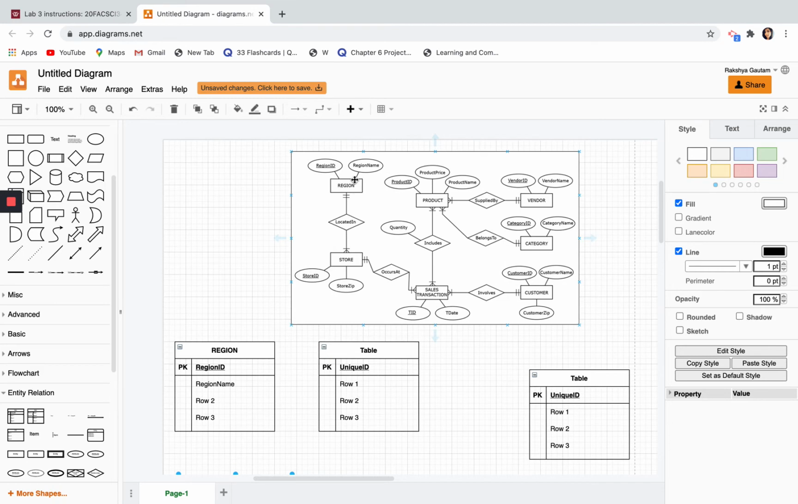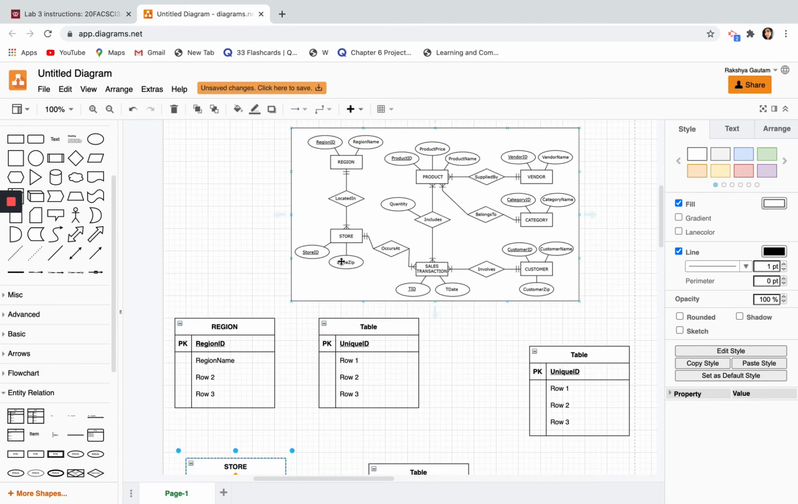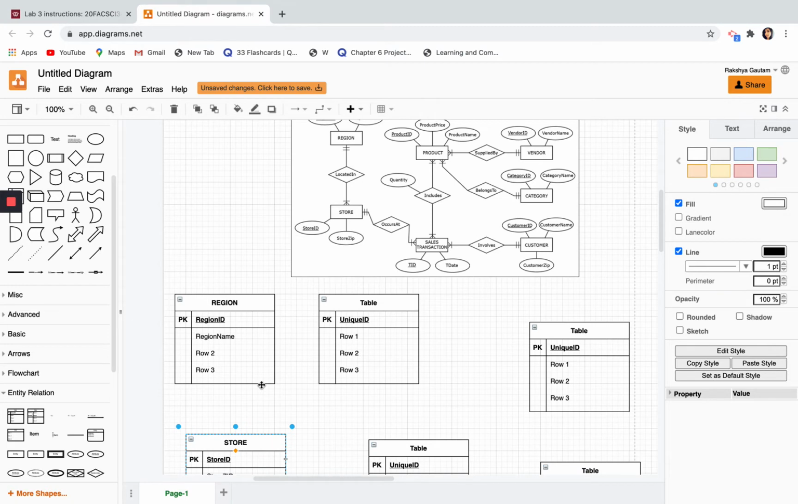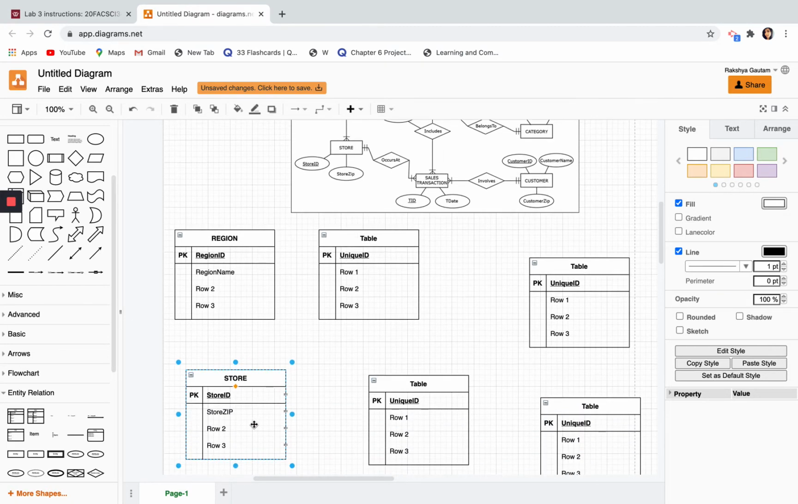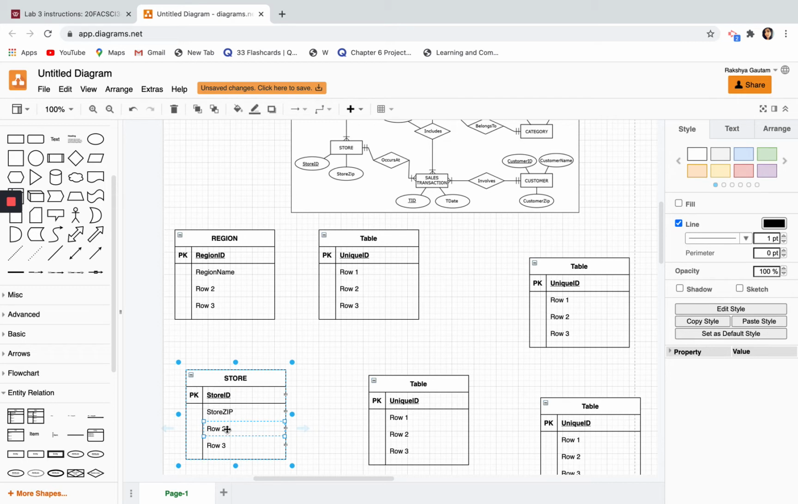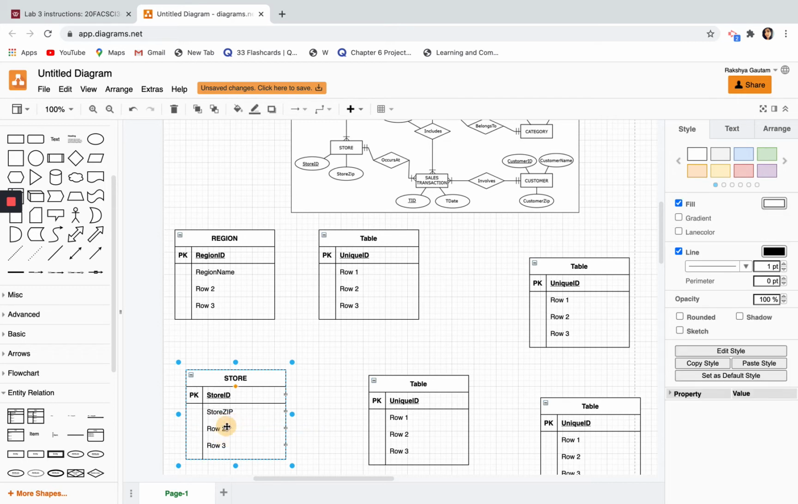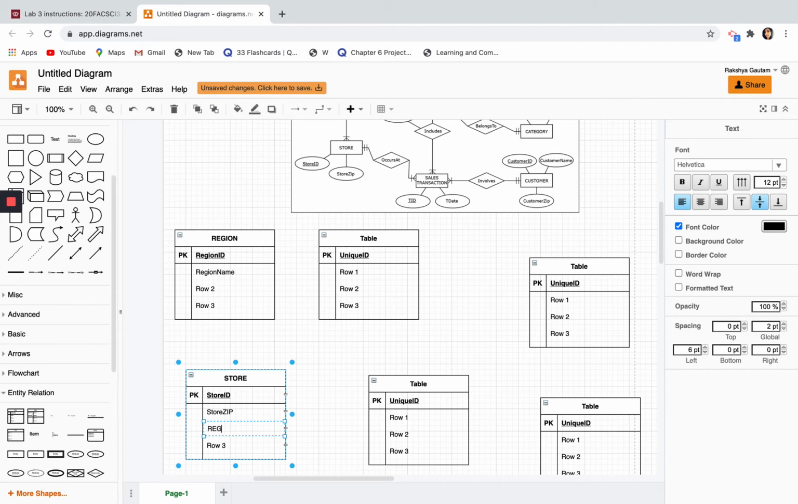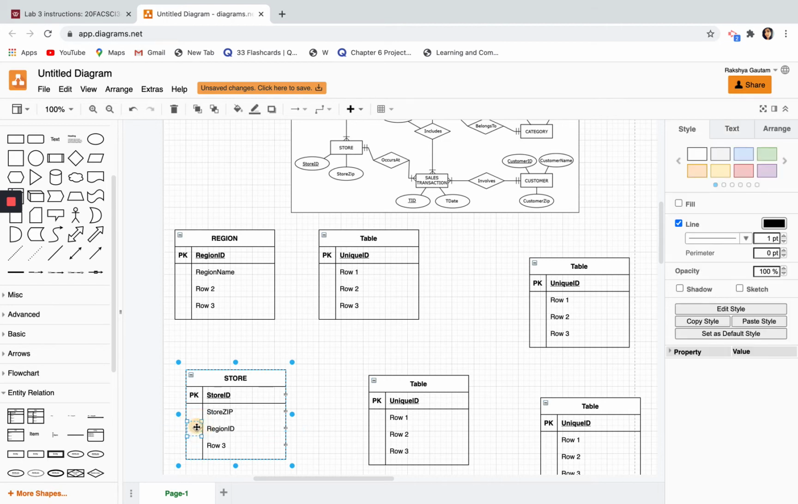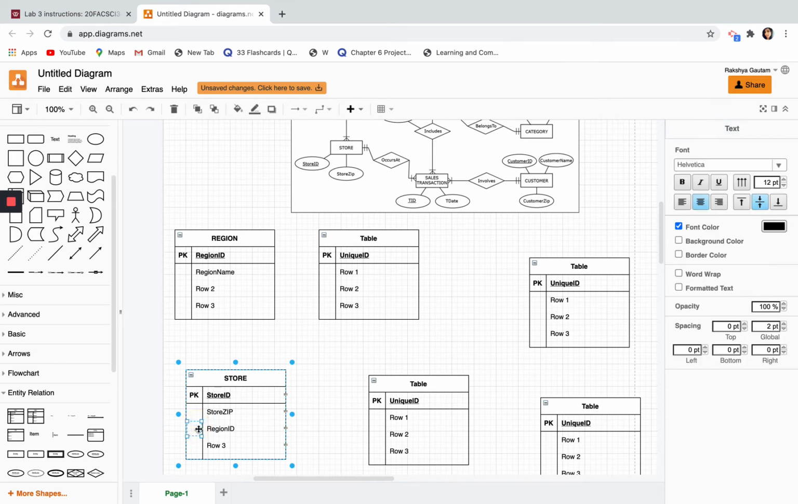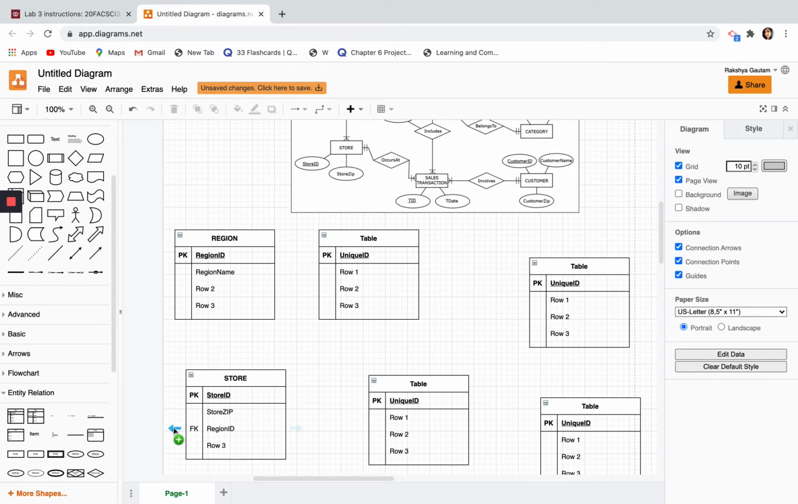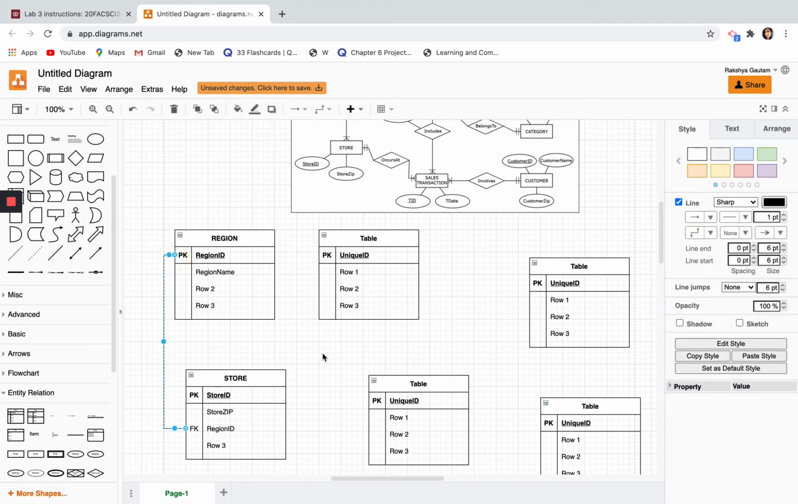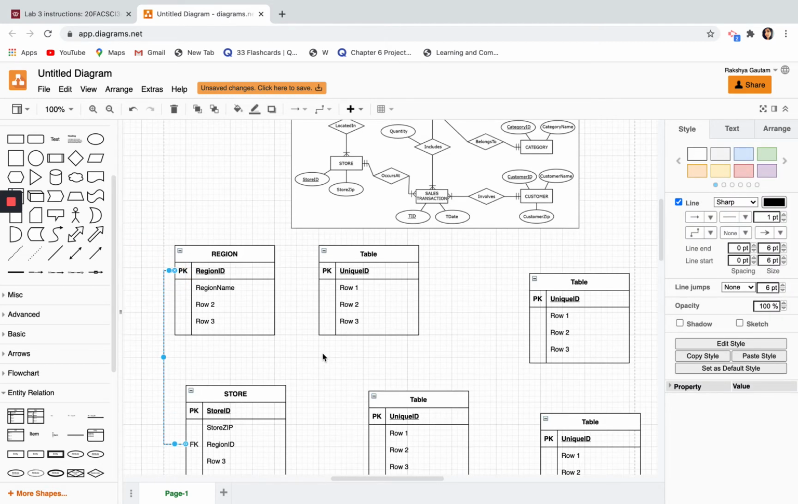As we can see, region is connected to store, and every region has stores. So over here, region ID would be the foreign key for the store. It should be connected with the primary key of the region.